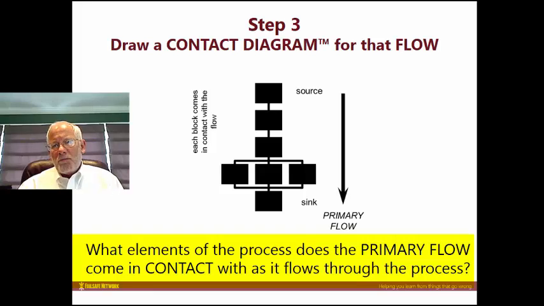What elements of the process does the primary flow come in contact with as it flows through the process? Because the flow of oil, for example, won't come in contact with everything in the production area. There will be ancillary things going on that won't come in contact with that flow. So draw a contact diagram for the flow.